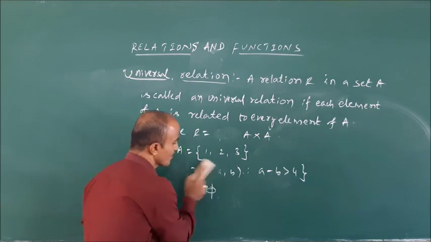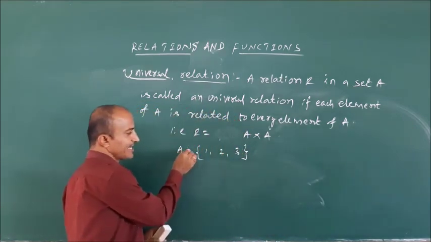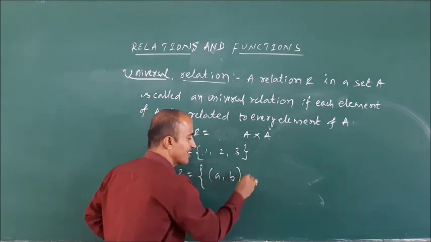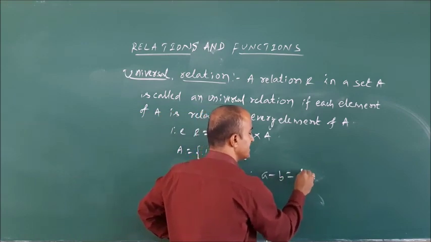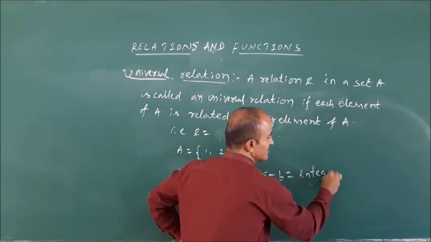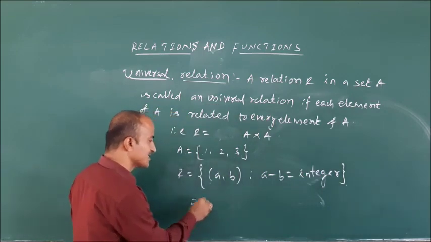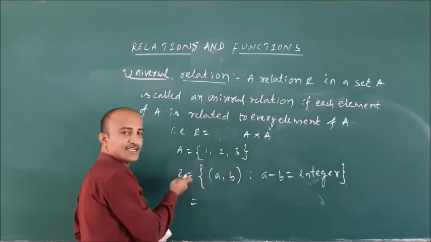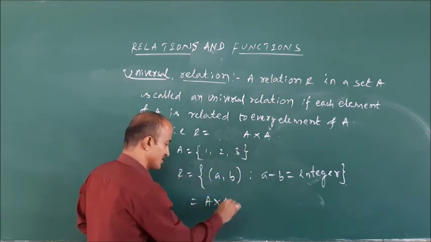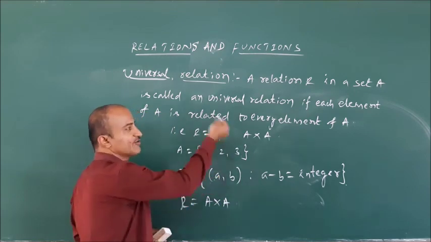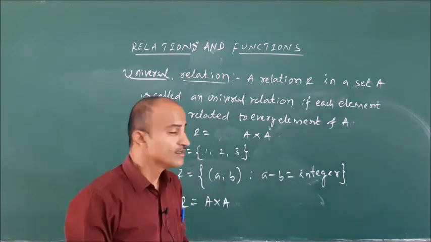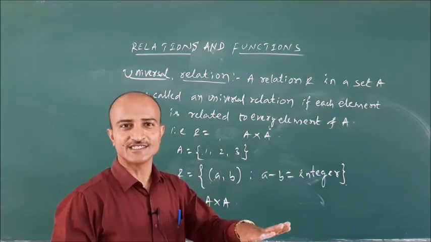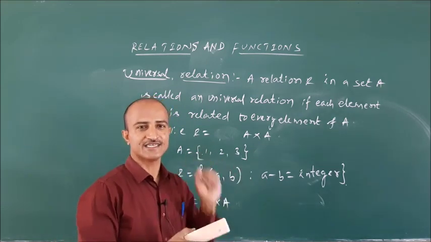Now, consider A equals {1, 2, 3}, where R is defined as the set of all ordered pairs (a, b) such that a minus b is an integer. Now list out the elements of R. Clearly all the elements of A cross A are the elements of R. Therefore here R is a universal relation. Sometimes these two relations, empty relation and universal relation, are called trivial relations.